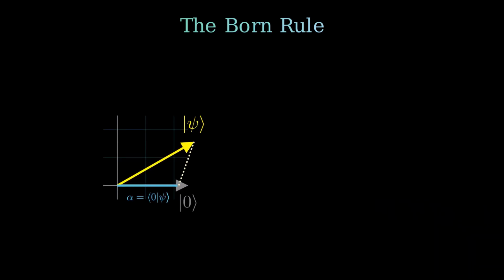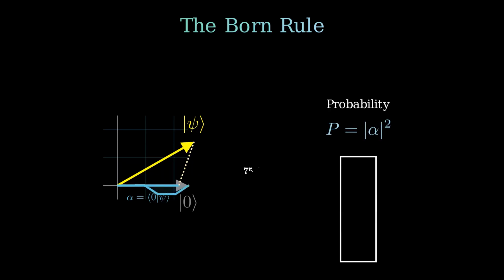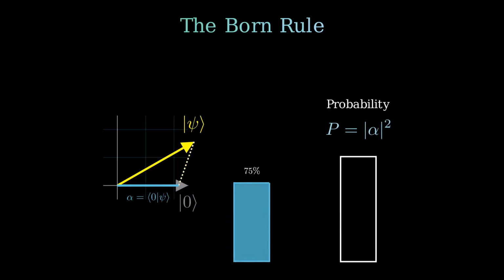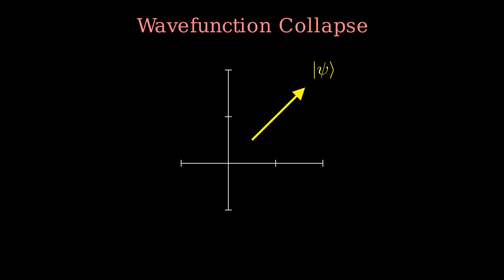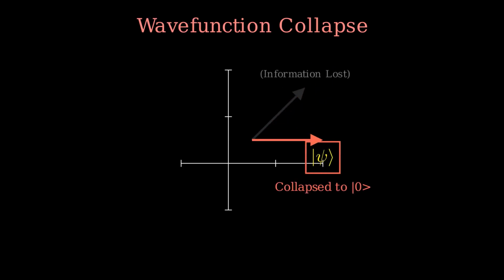Here's where quantum mechanics departs radically from classical physics. In classical physics, you can measure things carefully without disturbing them. You can check a ball's position without changing it, but not in quantum mechanics. When you measure an observable M on a quantum state, something dramatic happens. The state collapses to one of its eigenstates, corresponding to the measured eigenvalue.